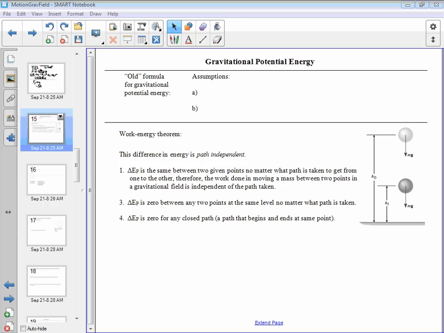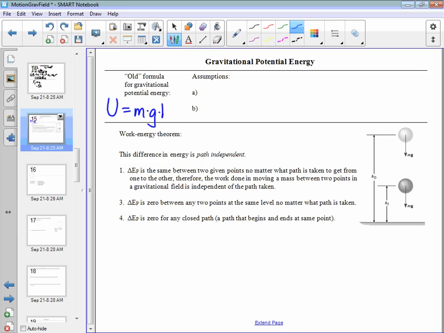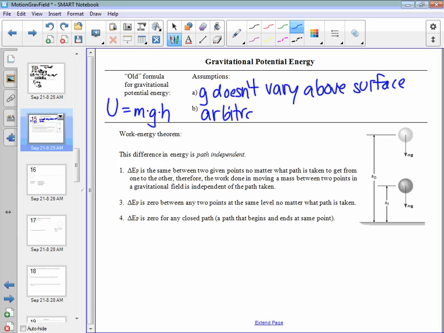Okay, so the old formula for gravitational potential energy is this. What's wrong with this? Well, it makes a few assumptions. One of them is that g doesn't vary above the surface of the Earth. And there's also an arbitrary datum, a reference height that measures the height from, saying that the gravitational potential energy at the surface of the Earth is zero, which is not the case.